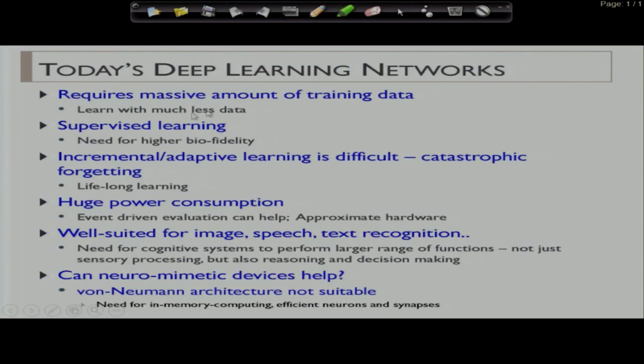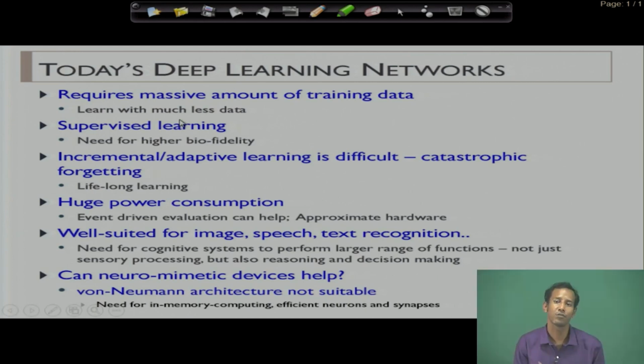Today's deep learning network requires a massive amount of training data. You need an algorithm where you can train your network with less data. If you provide less data to the network for training, then the processing power requirement will be much lower.